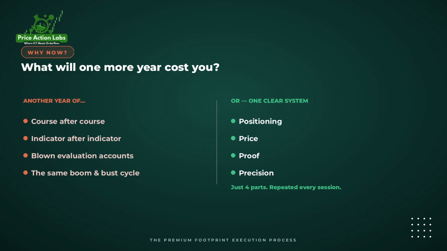And so how are we going to do that? We're going to do that with one clear system with the 4 Ps. Okay? Positioning, price, proof, and precision.